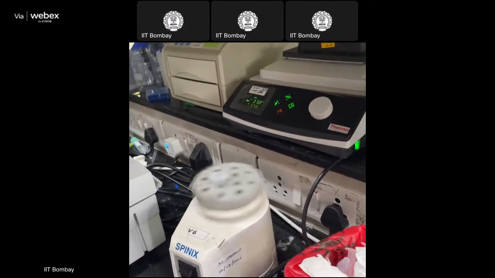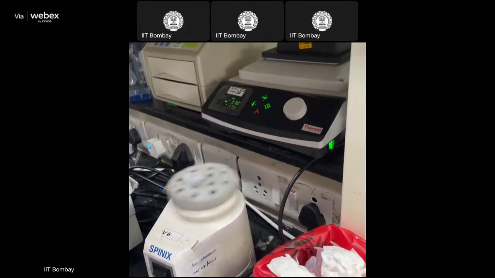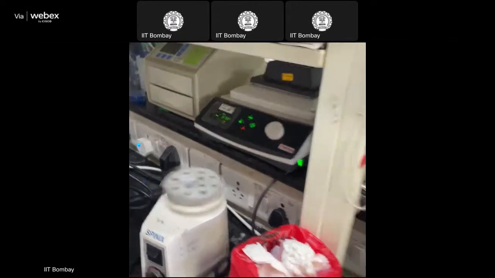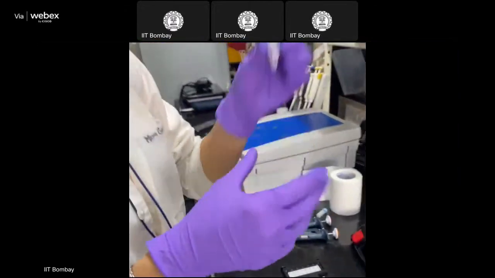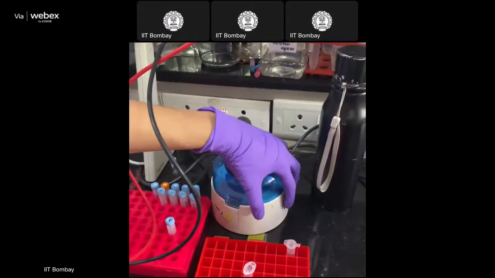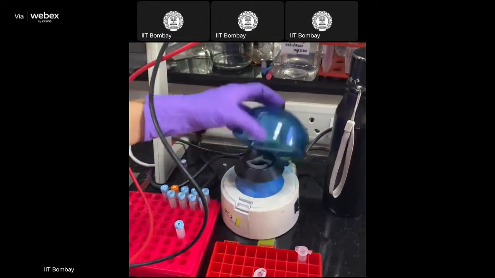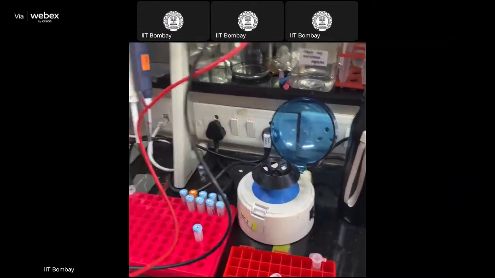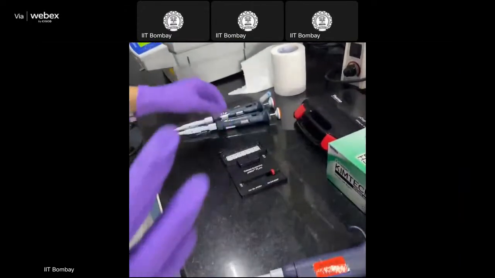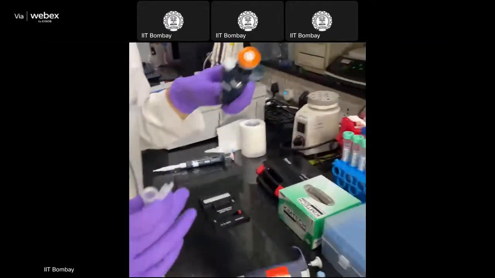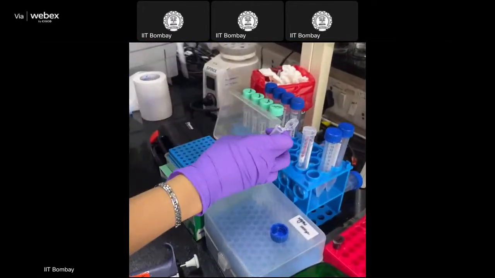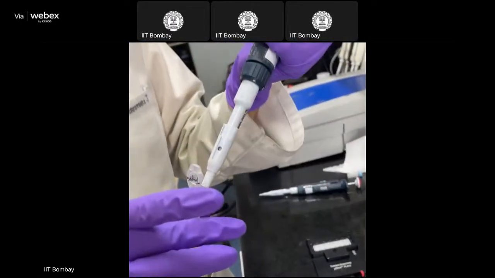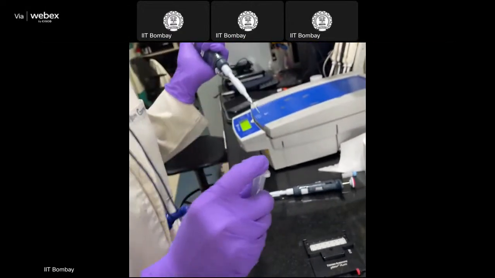Because of the lack of time, I'll just show you how we do it after the reconstitution. We are not waiting for the reconstitution to happen, so just imagine that we have reconstituted it for 5 to 10 minutes. Because it's a very low volume, we'll spin it so that everything comes to the bottom. Now we'll just take 2 microliters of our sample.